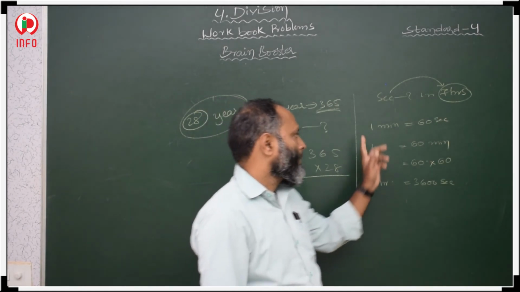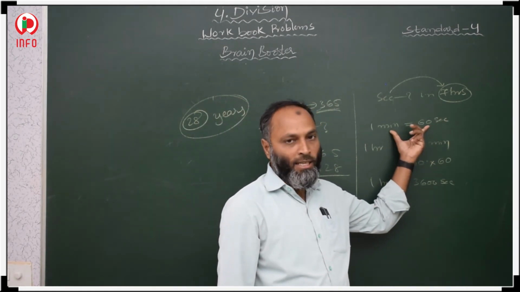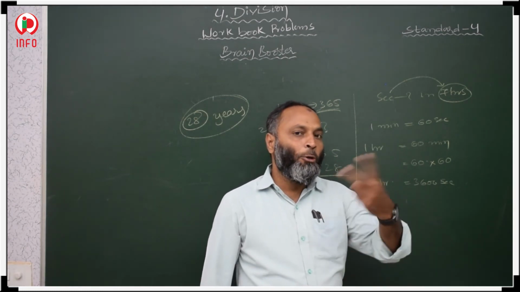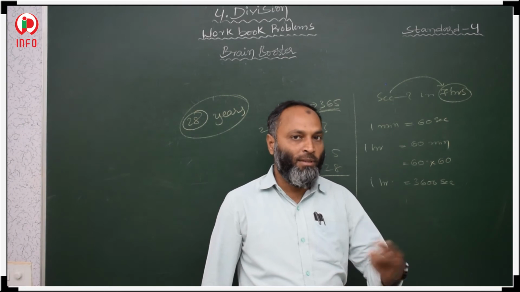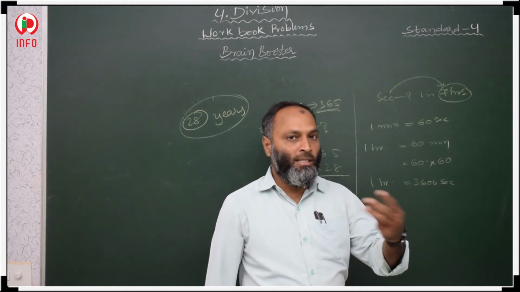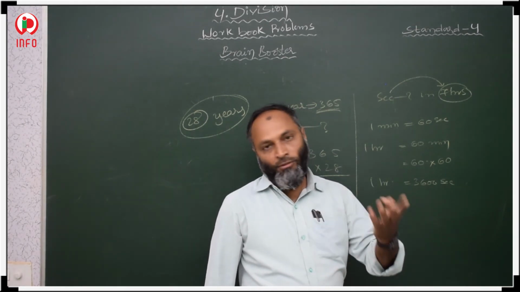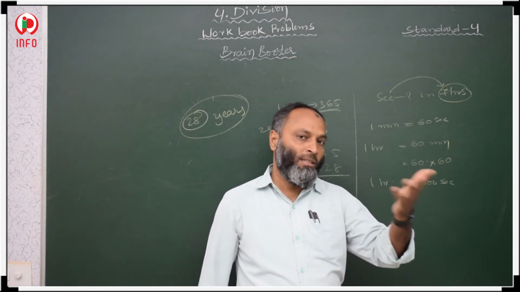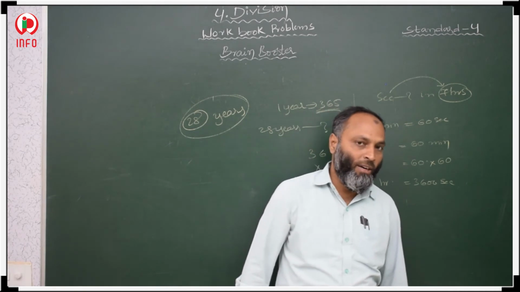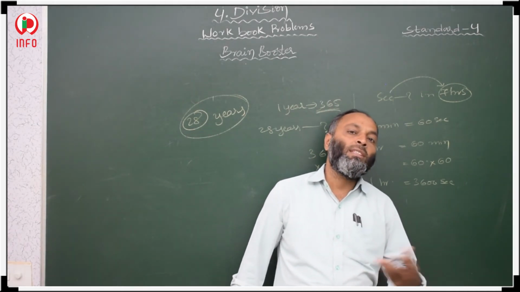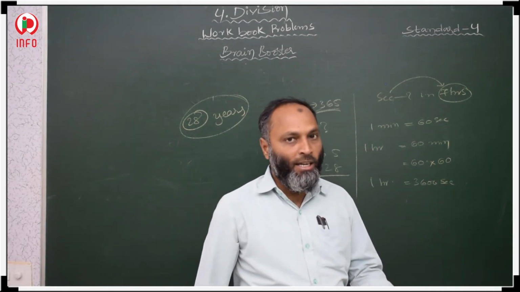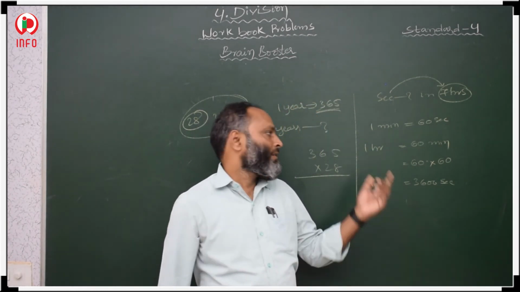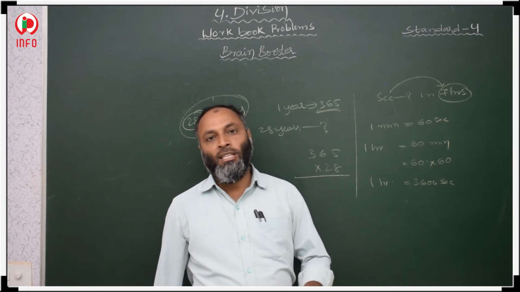First listen. 1 minute is equal to 60 seconds. In 1 minute how many seconds were there? 60 seconds. In 2 minutes how many seconds were there? 60 plus 60. In 3 minutes, 60 plus 60 plus 60. In 5 minutes, 60 added 5 times. So this is continuous addition. How many times do we have to add 60 for 1 hour? We have to add 60 times.